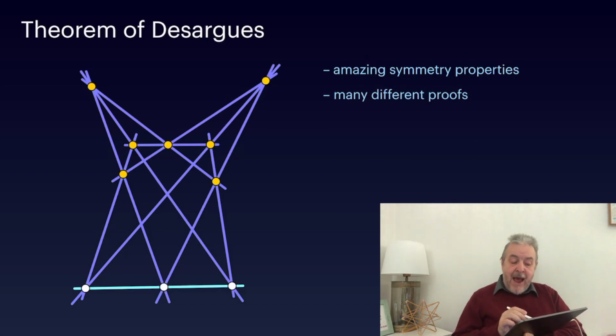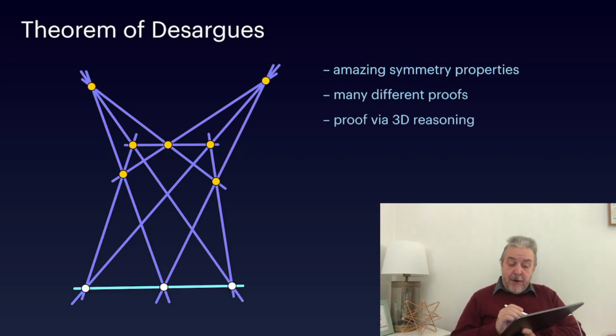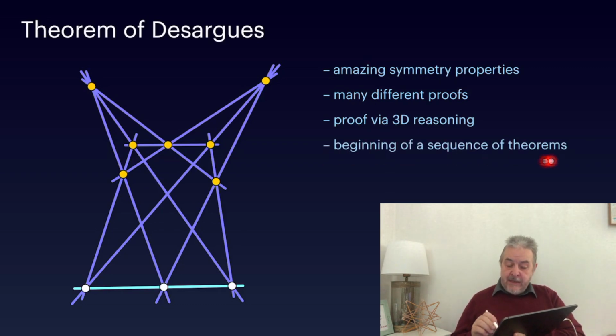But before that, I want to show you a few other interesting aspects of the theorem. There are many different ways to approach proving these theorems, and whenever you have several ways to approach the same theorem, this connects fields. So Desargues' theorem is a place where you can connect different areas of mathematics by approaching it from many different angles. There is in particular a very nice proof via three-dimensional reasoning. Actually, Desargues' theorem is the beginning of a sequence of theorems that are all very interesting.